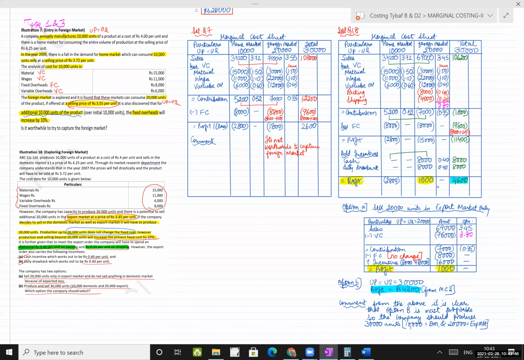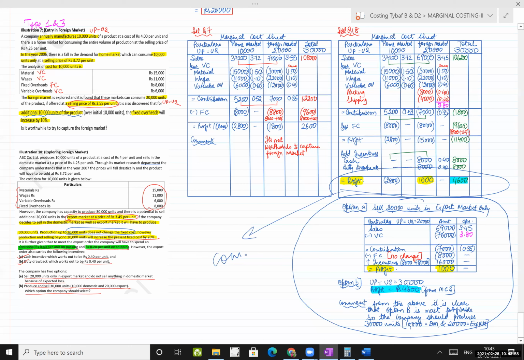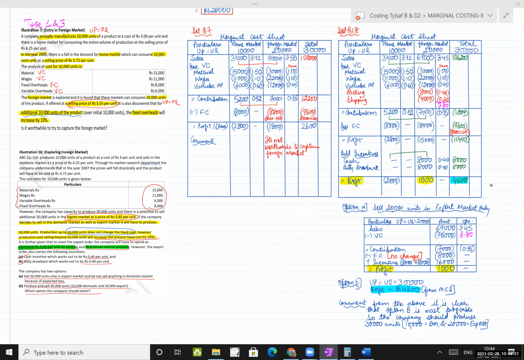Even if you don't do this last step, ओके, और आप इधर ही आंसर के नीचे कमेंट लिख सकते हो. Same comment: from the above statement it is clear, option B is more profitable to the company, so the company should produce 30,000 units, that is 10,000 for domestic market and 20,000 for the export market. Am I clear? Is this clear to everyone? So for the last A and B option step, even if you don't do that step, you can highlight it from the marginal cost sheet that 30,000 units is comparatively with most profit, your highest profit.